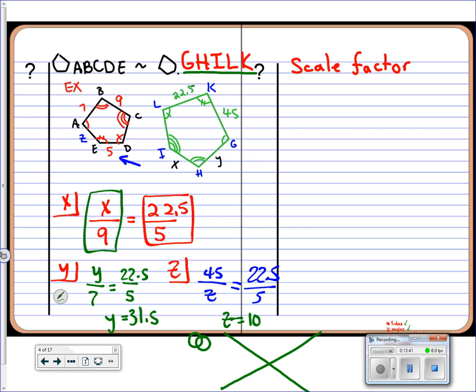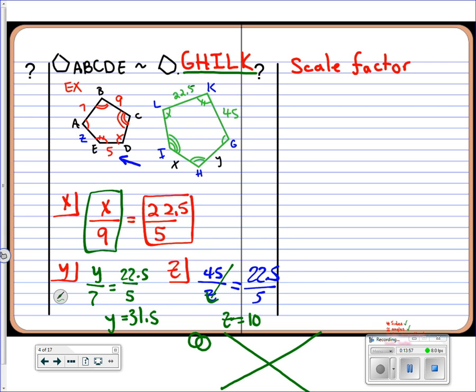All right, and there's the equations. Now, a real common mistake here is that when you're doing this equation, you put the z on top. But keep in mind the 22 came from the green shape on top. So the 45 comes from there and it has to go on top to match it, okay?